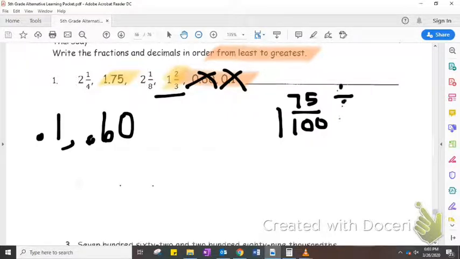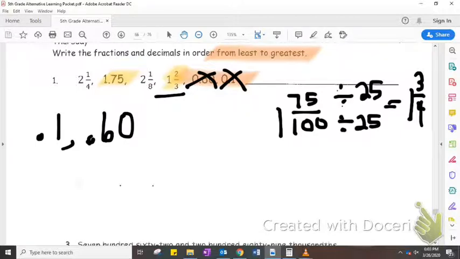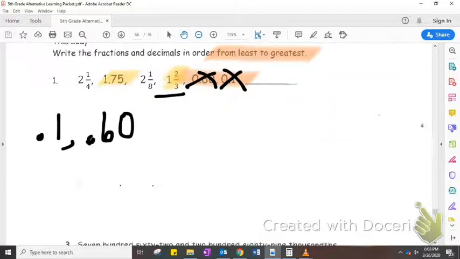75 and 100 share a common factor of 25. One and 3/4. So 1 and 75 hundredths is the same as 1 and 3/4. So now we need to compare 1 and 3/4 and 1 and 2/3.